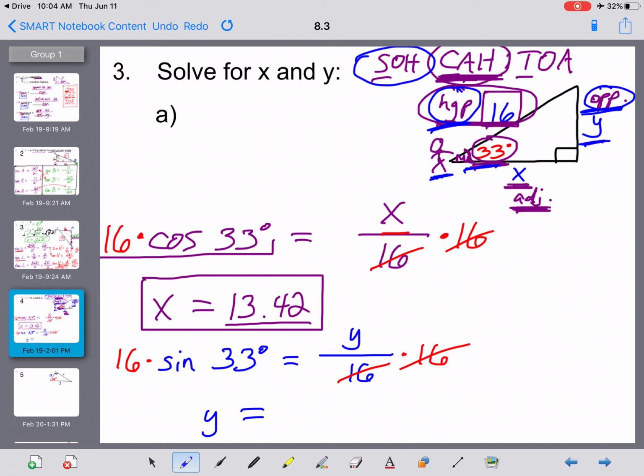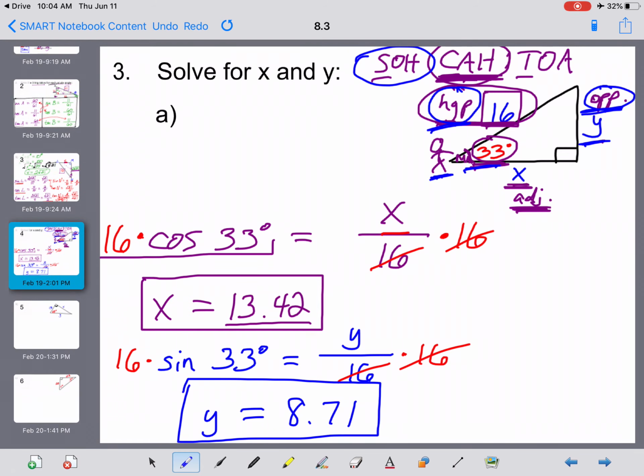And that's going to get me an answer of 8.71. And again, that seems realistic. y looks like the shortest side in this triangle, and the 8.71 is the shortest piece that we came up with there. Okay, so that's our first trigonometric problem, guys. We found the 2 unknowns within this problem using one cosine ratio and one sine ratio. So that's an example of what to do when you are given the hypotenuse.